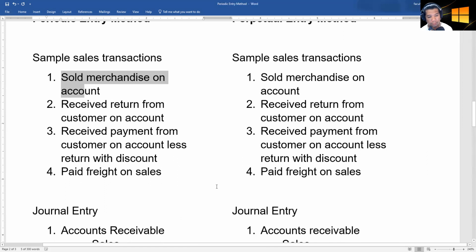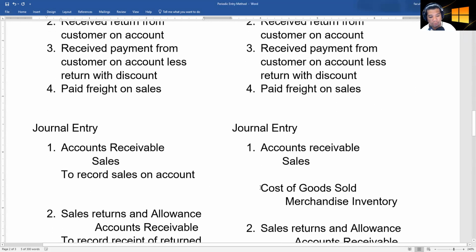In the perpetual entry method, if you will observe, the four account titles from earlier, purchases, purchase returns and allowances, purchase discount, and freight in, we changed into just one merchandise inventory account in perpetual. Isa lang siya, di ba? Now, there is an addition. Dito po sa ating sales transaction, ang dinagdag po dito is yung ating cost of goods sold.